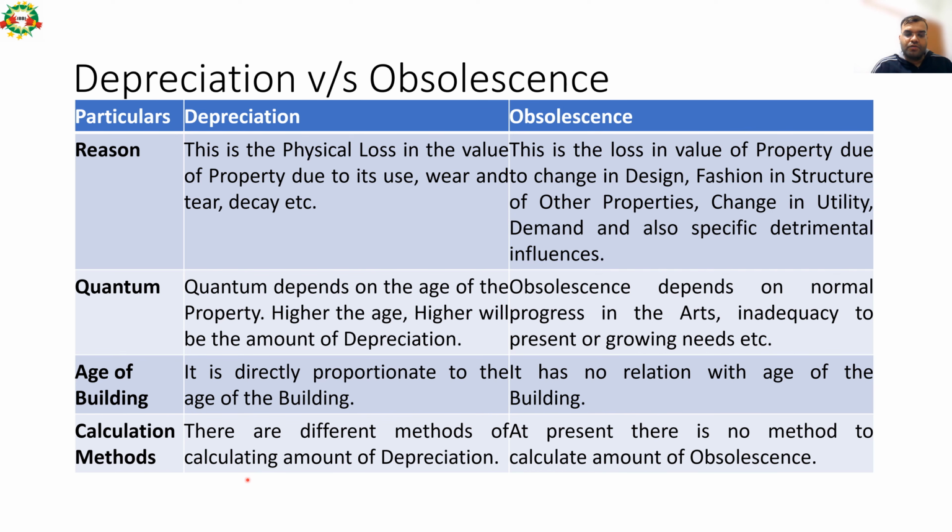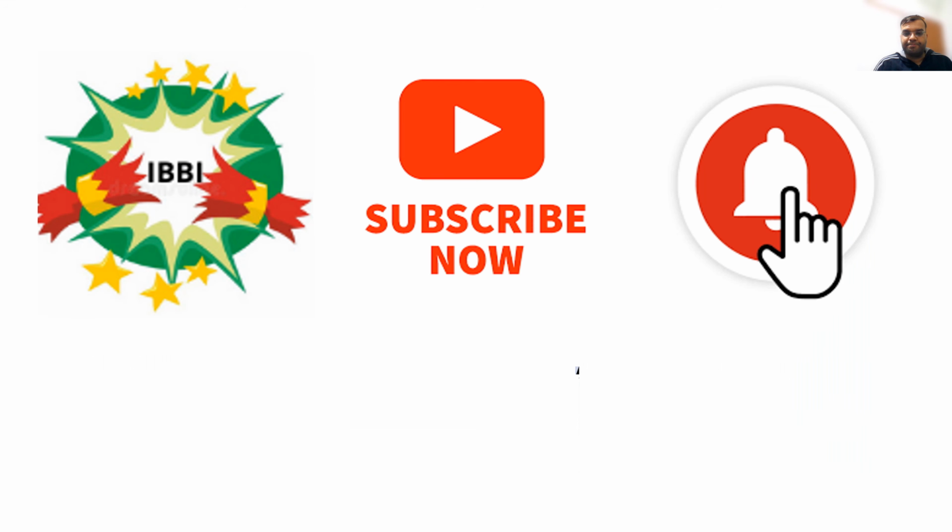Calculation method. We already discussed various methods to calculate depreciation. However, for obsolescence there is no specific method for calculation till date. So that's all for the cost approach to valuation. And if you go through these PPTs and stuff, you will be able to score 100% out of 7 marks of theory.